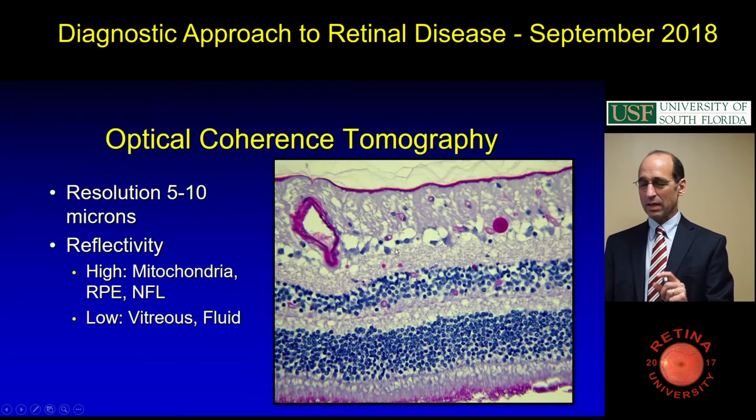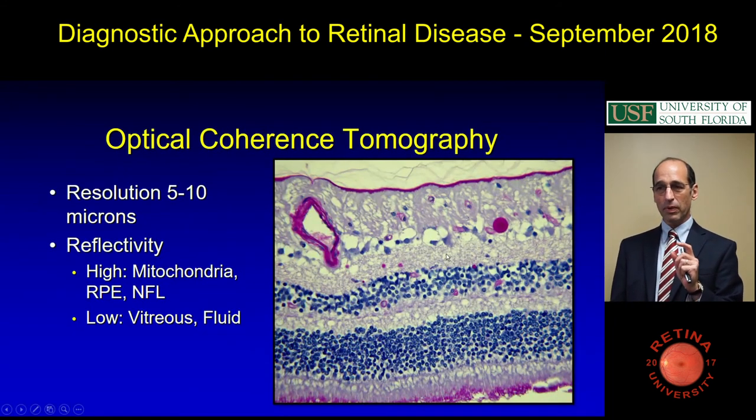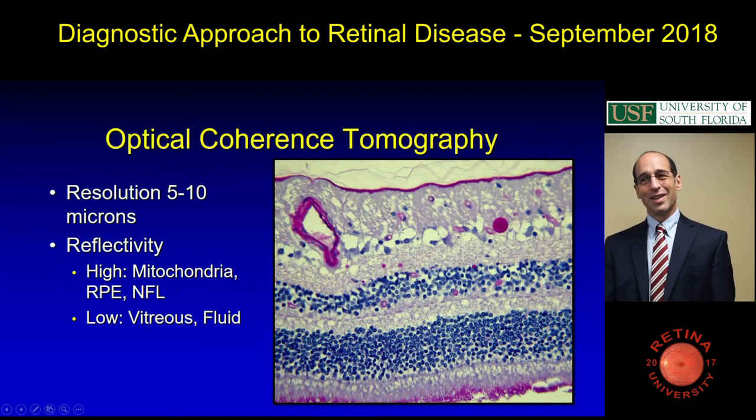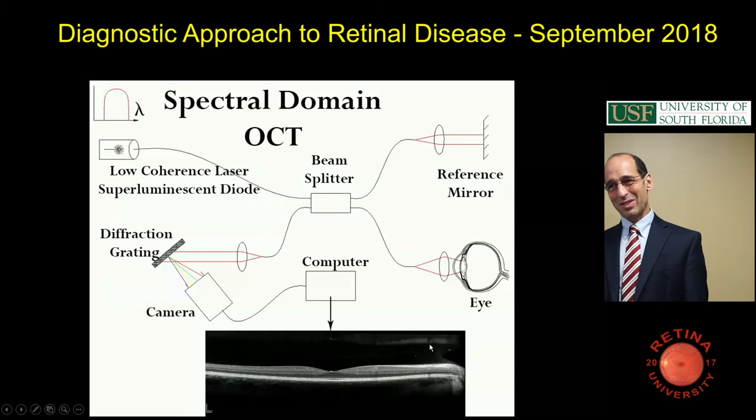Things that reflect on OCT, a lot of it is probably mitochondria. The more people are looking at OCT, the more it seems like you're looking at mitochondria. RPE fluoresces like crazy, and nerve fiber layer does. And then vitreous and fluid are low. There's spectral domain OCT and swept source OCT.